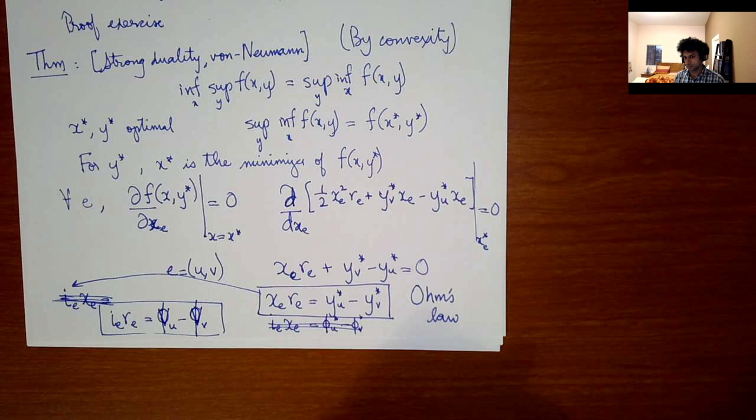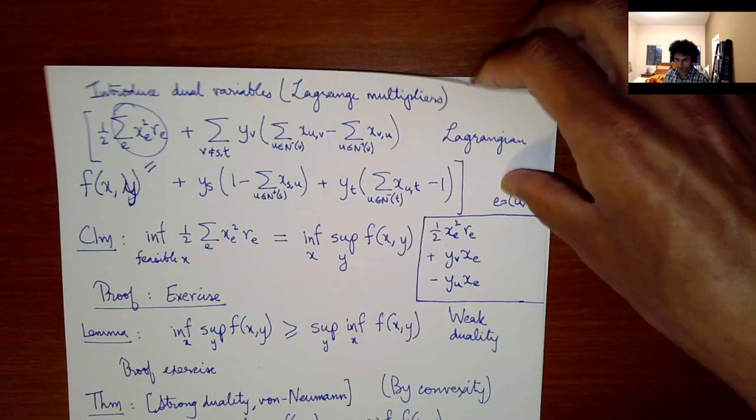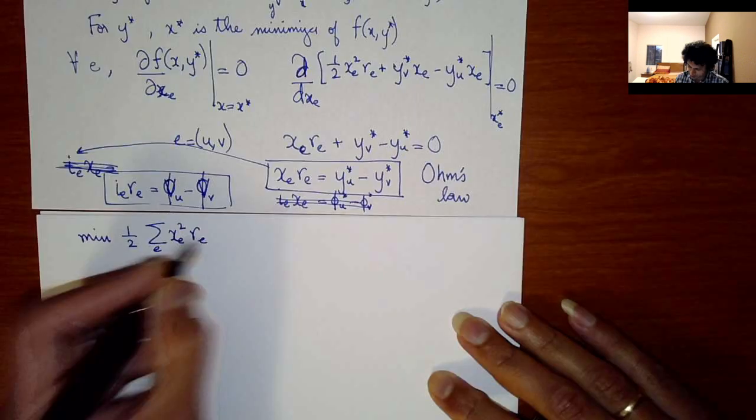I mean, how amazing, that should blow your mind. We have proven something deep in mathematical physics here. So I will restate that. What we want to do is minimize, and I put a half over here, the summation over E of x square E RE. This is the energy, or the heat dissipated. We wanted to minimize that subject to Kirchhoff's law, which is flow conservation.